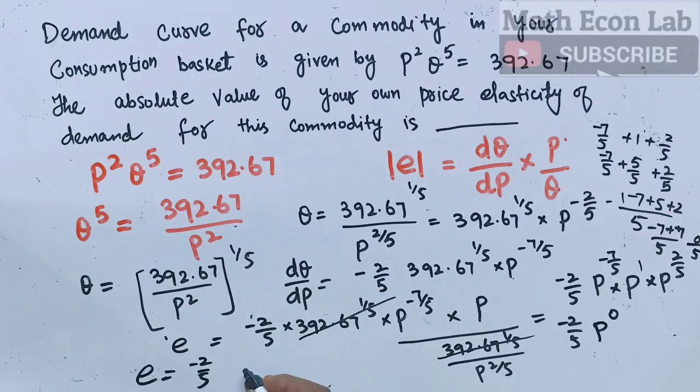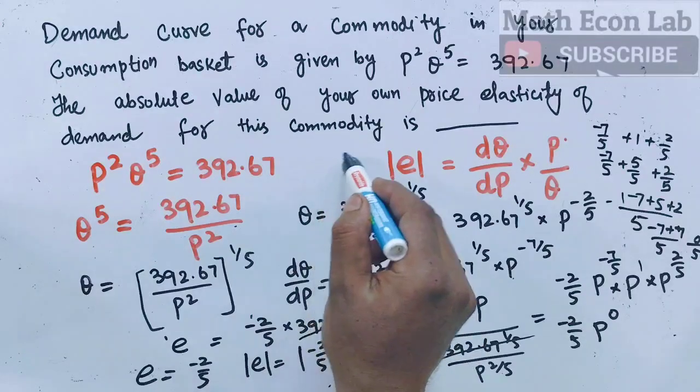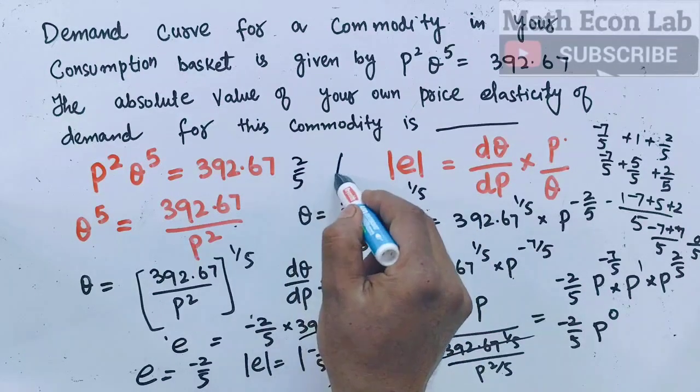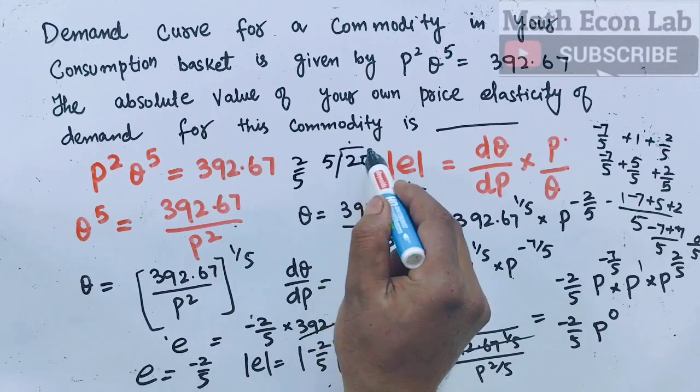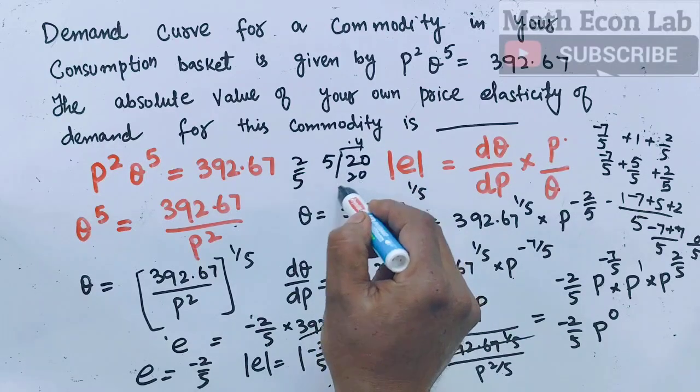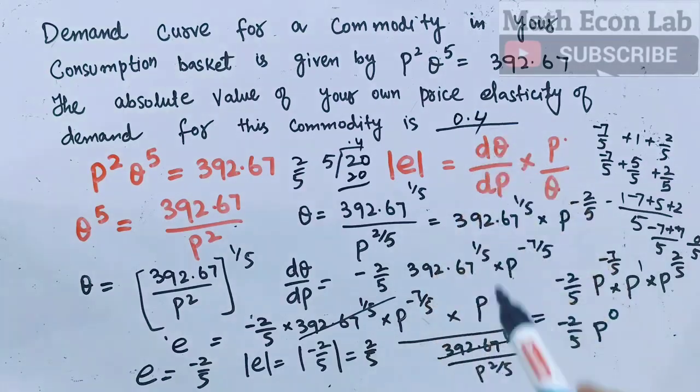But we are supposed to find out the absolute value of the elasticity of demand, which is minus 2 upon 5, which is equal to 2 upon 5. And what is 2 upon 5? 5 4s are 20. So we have 0.4 as the absolute value of price elasticity of demand for the given commodity.